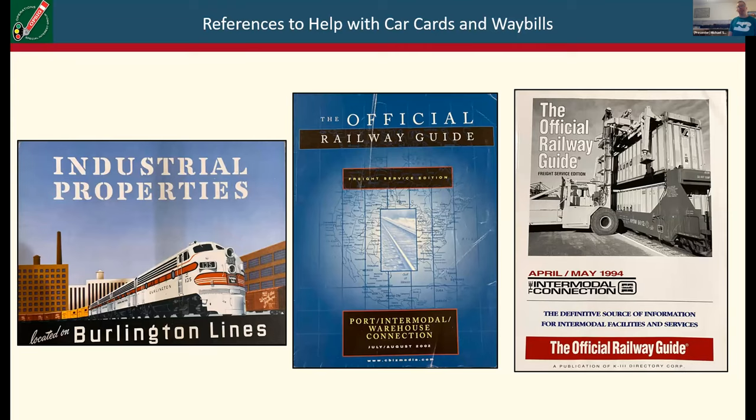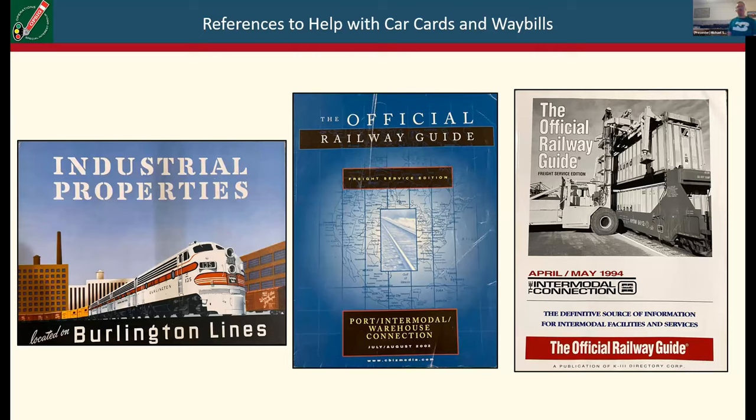I think in the mid 2000s, they stopped producing these on paper. Now they're only available by PDF or CD. The one on the right is also one specific for intermodal. This is from 1994. And this railway guide lists all intermodal facilities by railroad and also by private ones. And also they list ports. Then they also list companies who service those areas and other information.